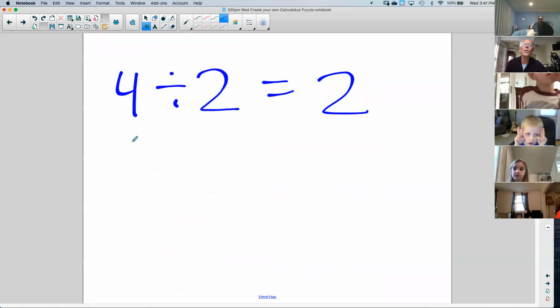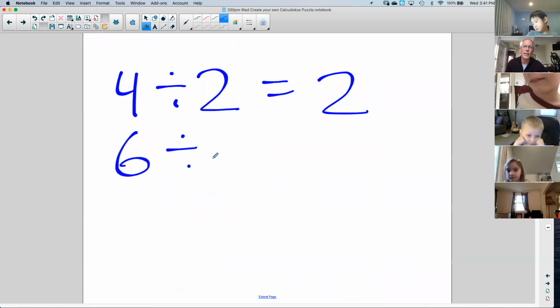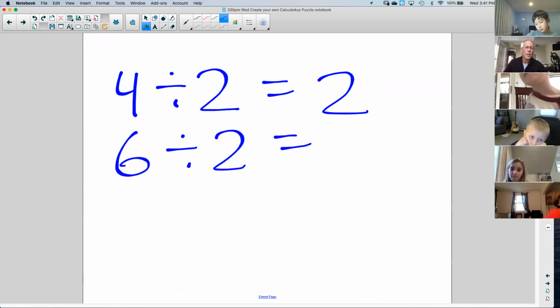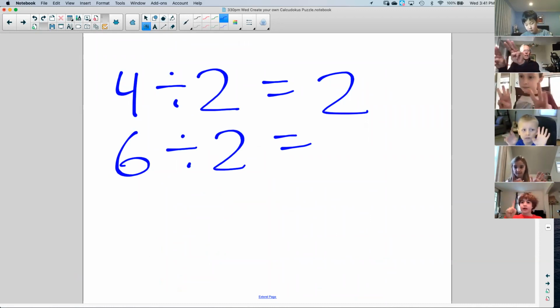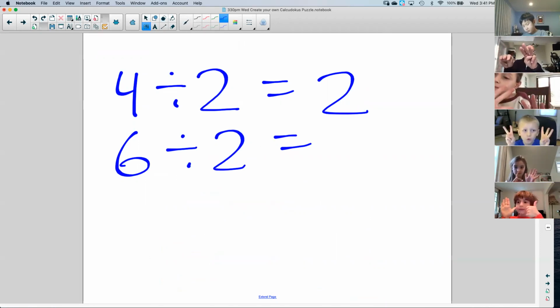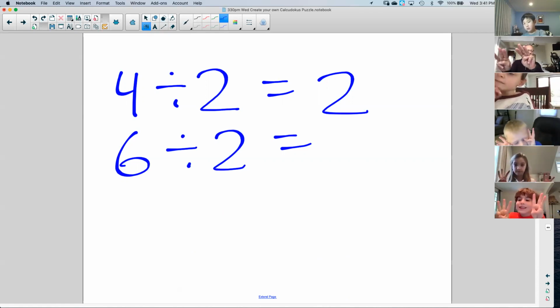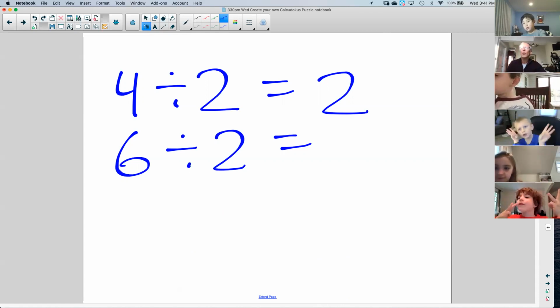What about 6 divided by 2? Everybody put up 6 fingers. If I made 2 groups, each group would have what? 3. So say it out loud. 6 divided by 2 equals 3.